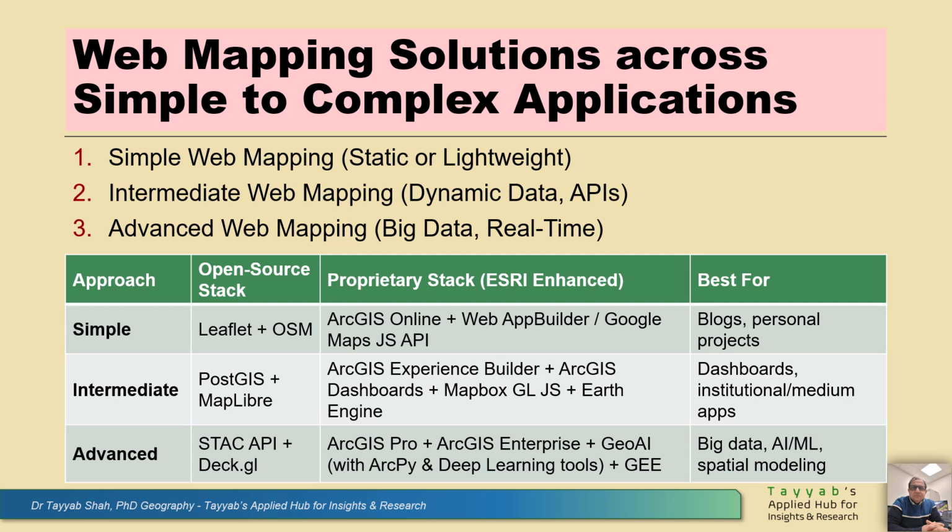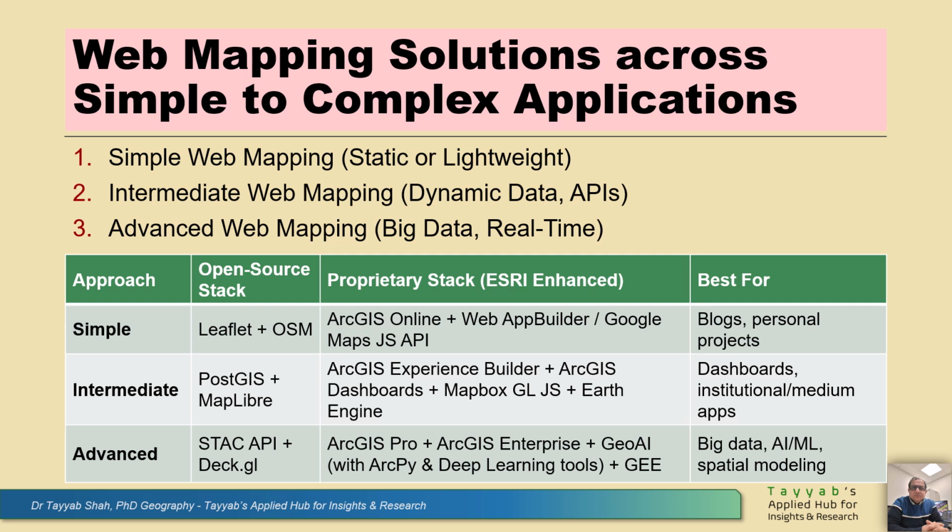Solutions can be categorized into three different levels: simple web mapping, intermediate web mapping, and advanced web mapping platforms. As you can see from the name, simple is more static and lightweight. These are interactive maps where the data is not updated regularly. So whatever information is there, you can use it and display it.